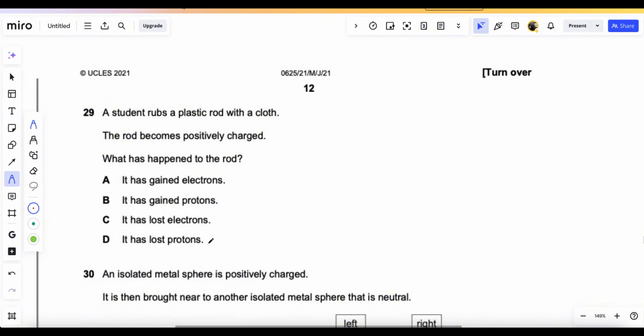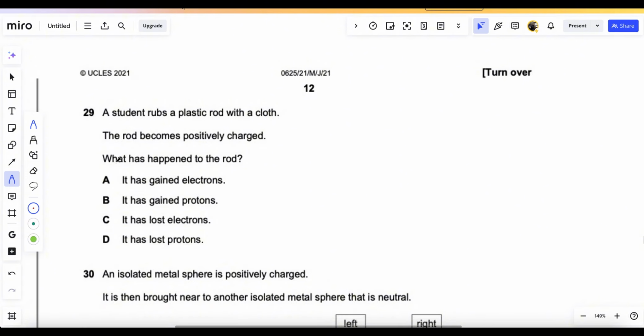Let's move to the next question. This is electrostatics. A student rubs a plastic rod with a cloth. The rod becomes positively charged.